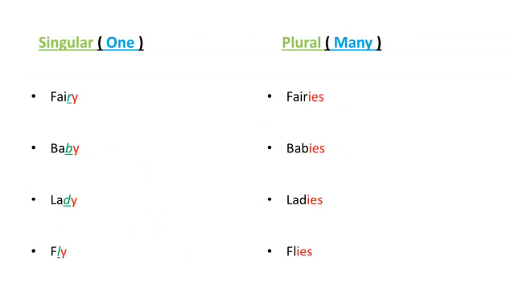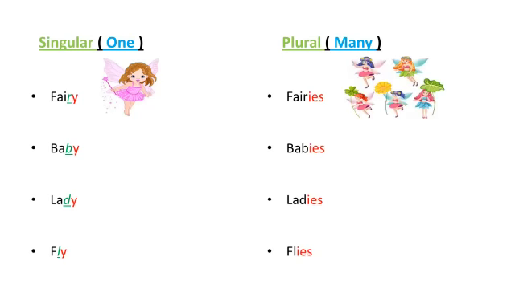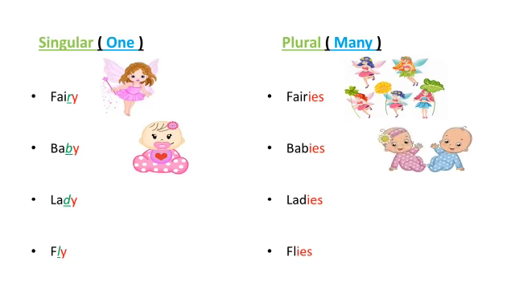Children, here I have underlined the consonants. Okay, and they are with green color. The first word is fairy. The word fairy ends with letter Y and Y follows the letter R, which is a consonant. So fairy changes to fairies. Here Y is dropped and IES is added. The second word is baby. Now the consonant B is before the letter Y, baby, and it changes to babies. Y is dropped and IES is added.